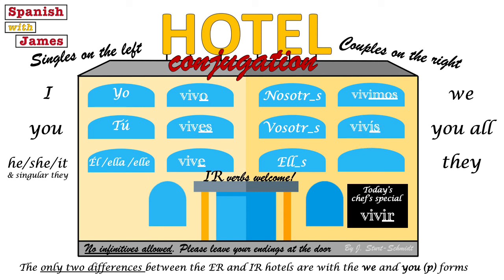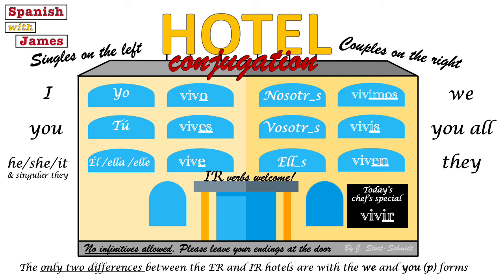Vivís, the other one that's different. Vivís en España. Do you live in Spain? Do you all live in Spain? And then finally, viven. Mis padres viven conmigo. My parents live with me. Vivo en una casa. I live in a house.